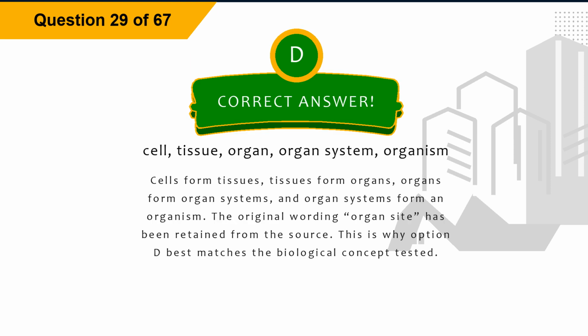The correct answer is option D, cell, tissue, organ, organ system, organism. Explanation: cells form tissues, tissues form organs, organs form organ systems, and organ systems form an organism. The original wording organ site has been retained from the source. This is why option D best matches the biological concept tested.